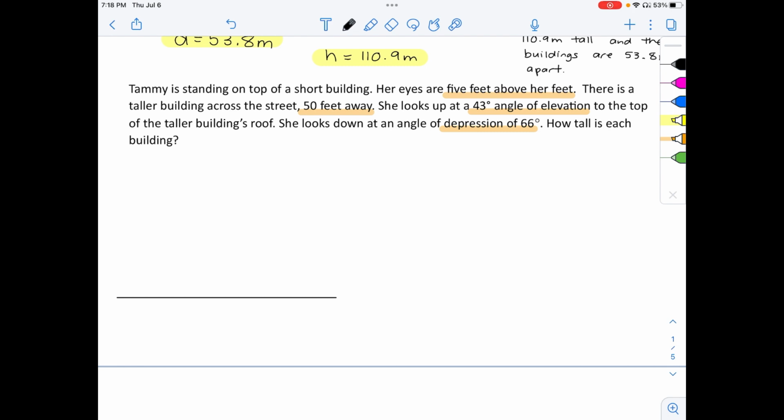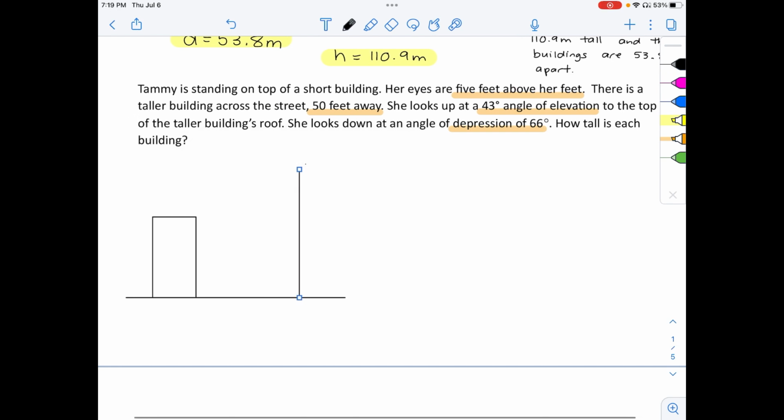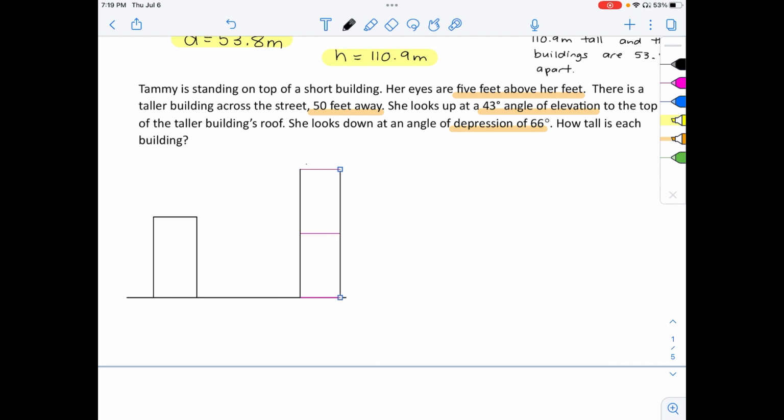Now, we know there's a shorter building and there is a taller building. So let's say I'm going to draw a building here. This is my shorter building. And this is also the building that Tammy is standing on top of. And there is a taller building across the street. Now, obviously, when you're drawing this, your diagram is not to scale. So just label everything how it should be, but you don't need to try to make it look perfectly to scale. I'm not marking your artistic abilities. I just want to see that you can understand the question based on what is being stated for you.